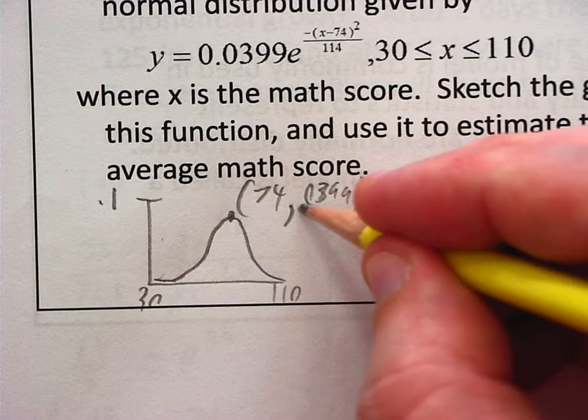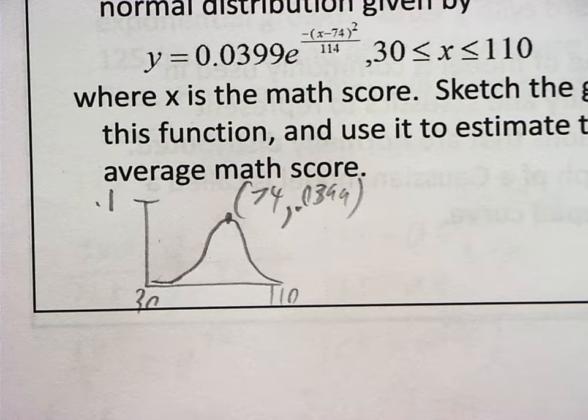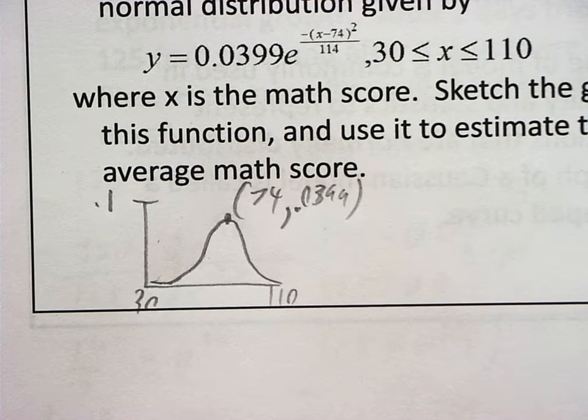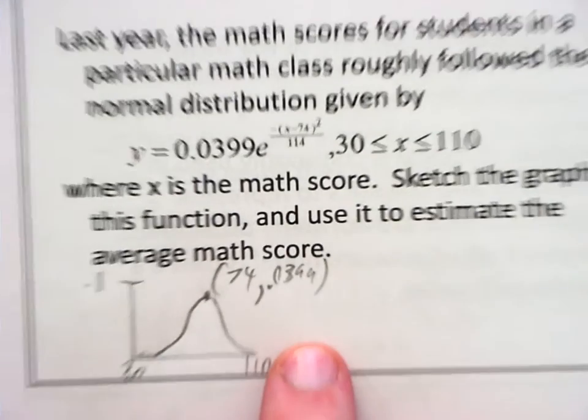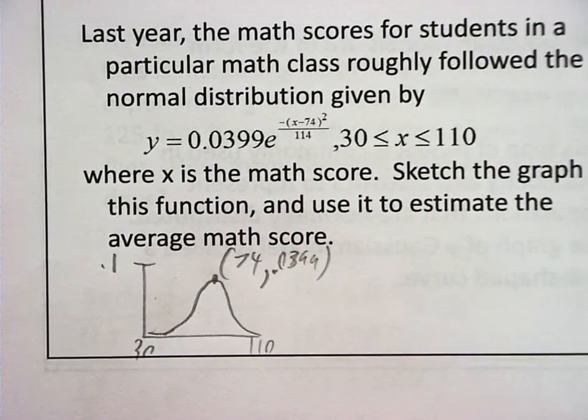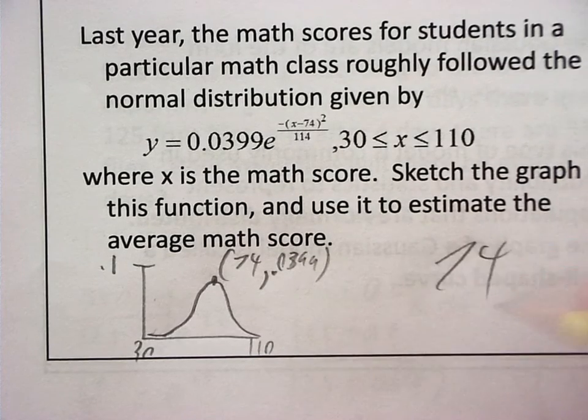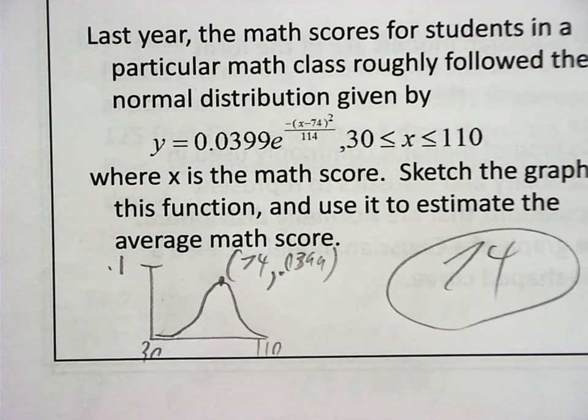So what then was my answer? Would .0399 make sense for a score in a math class? No. Hopefully not. So yeah, 74 is going to be your average score. Questions on that one? Okay.